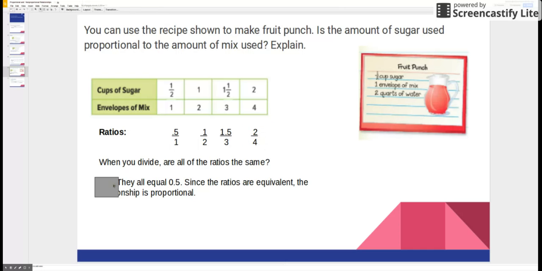When you divide, are all the ratios the same? Well, let's look at this. 0.5 divided by 1 is 0.5. 1 divided by 2 is 0.5. 1.5 divided by 3, 0.5. 2 divided by 4 is 0.5. So yes, they all equal 0.5. Since the ratios are equivalent, the relationship is proportional.